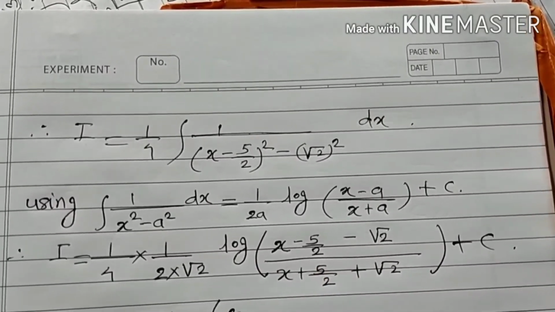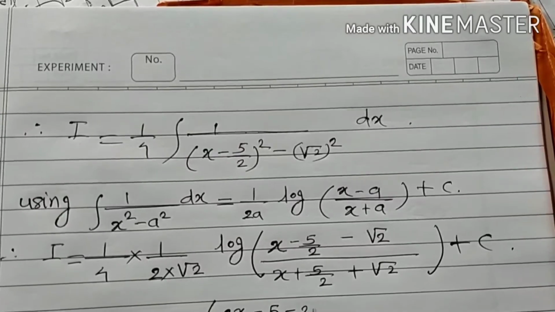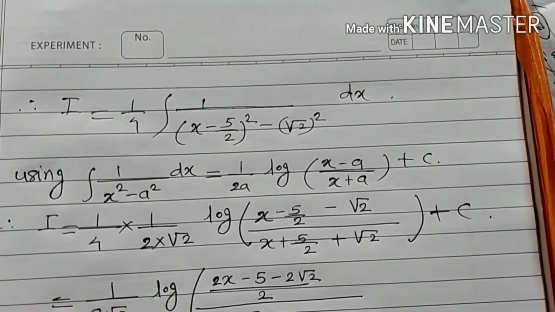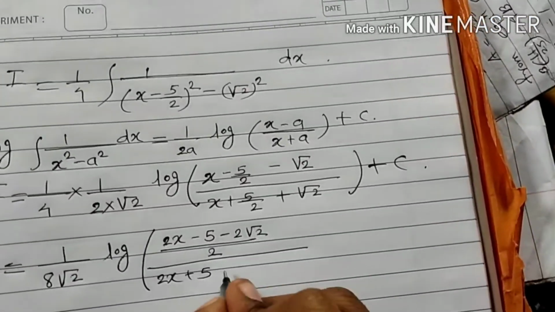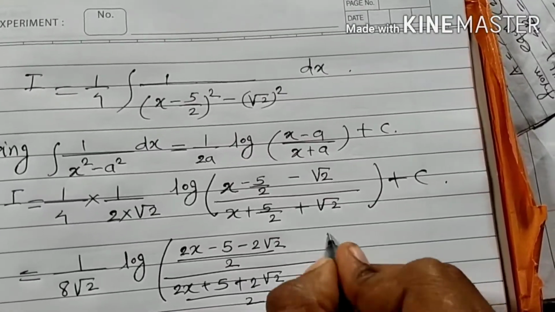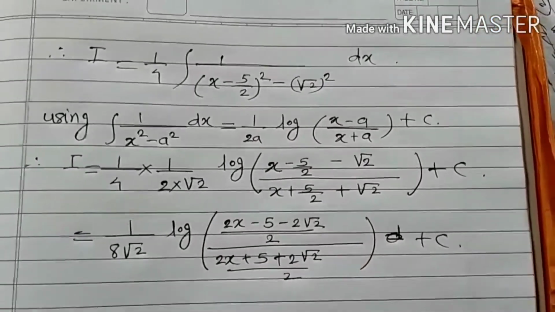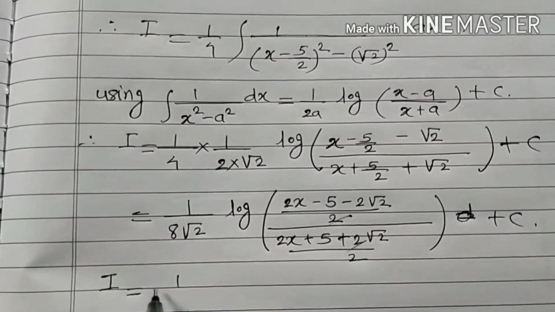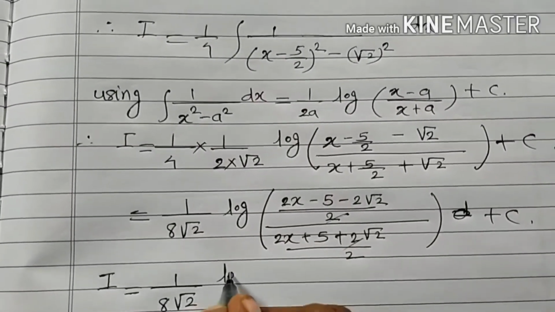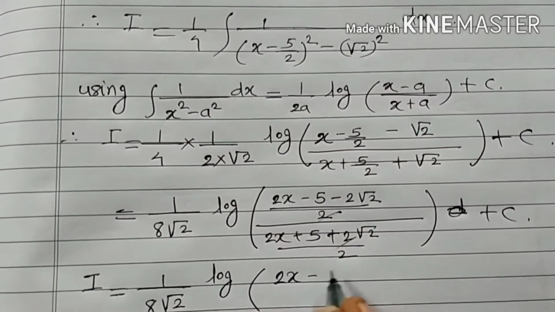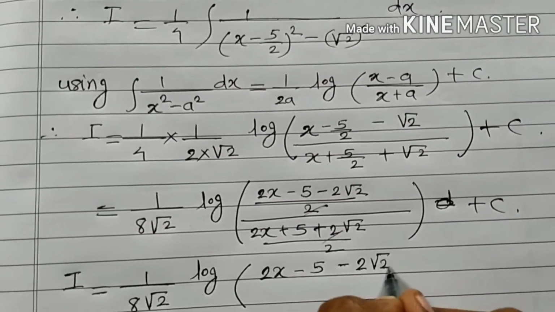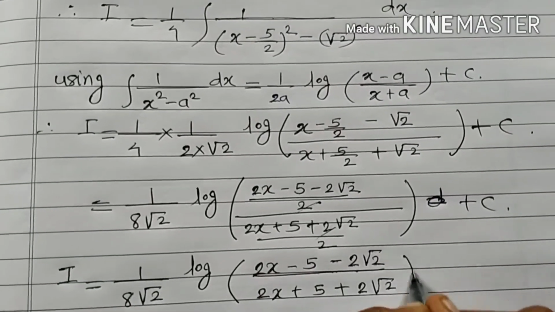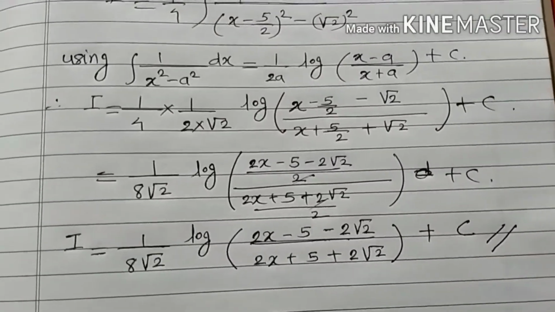of (2x minus 5 minus 2 root 2) upon 2, upon (2x plus 5 plus 2 root 2) upon 2, plus c. Sorry, the 2 gets cancelled. Therefore, I is equal to 1 upon 8 root 2 log of (2x minus 5 minus 2 root 2) upon (2x plus 5 plus 2 root 2) plus c. So this is your answer.